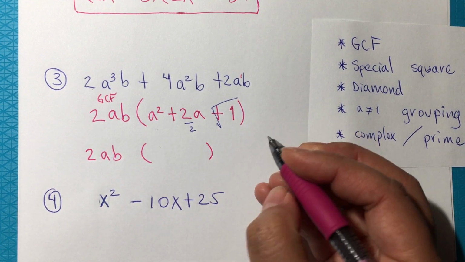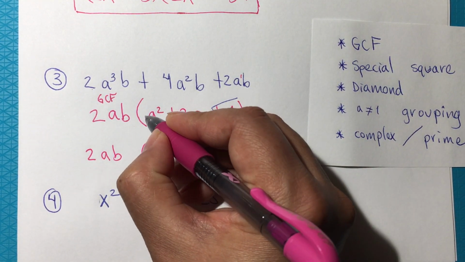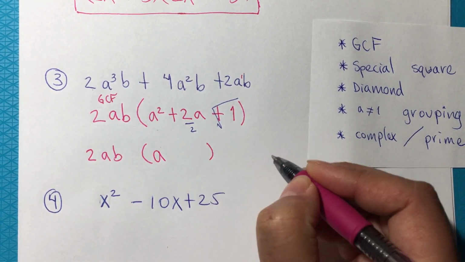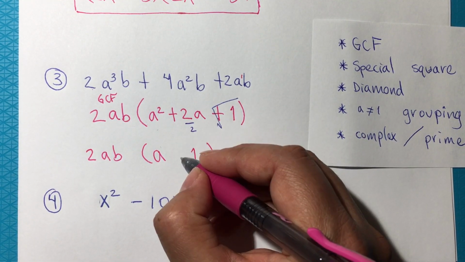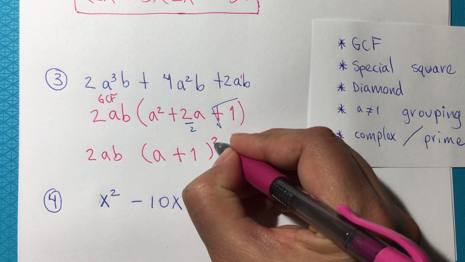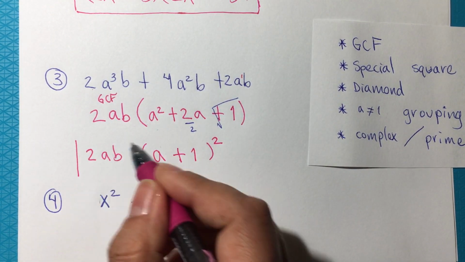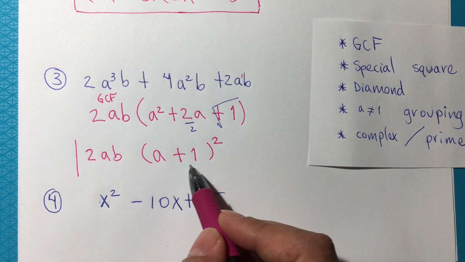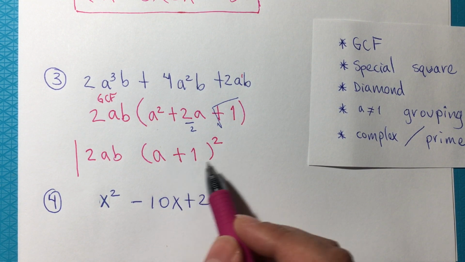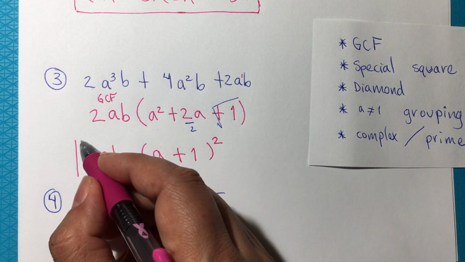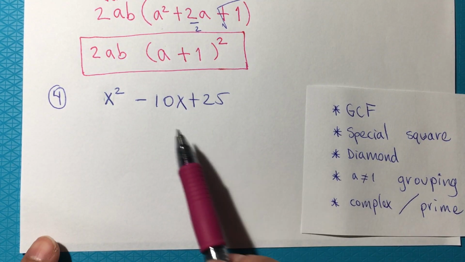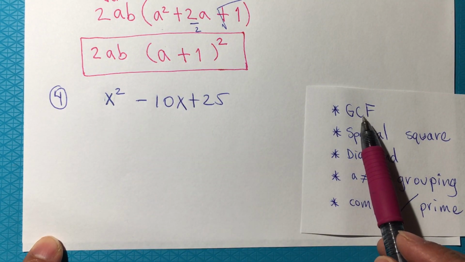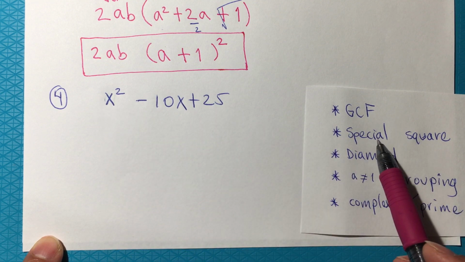But in here, the perfect square just means take the square root of the first part, which is a. The square root of 1 is 1. The middle sign is positive, and you put a square in here. So those are your 3 factors now. You have a plus 1 times a plus 1, and also times 2ab. Those are 3 factors.